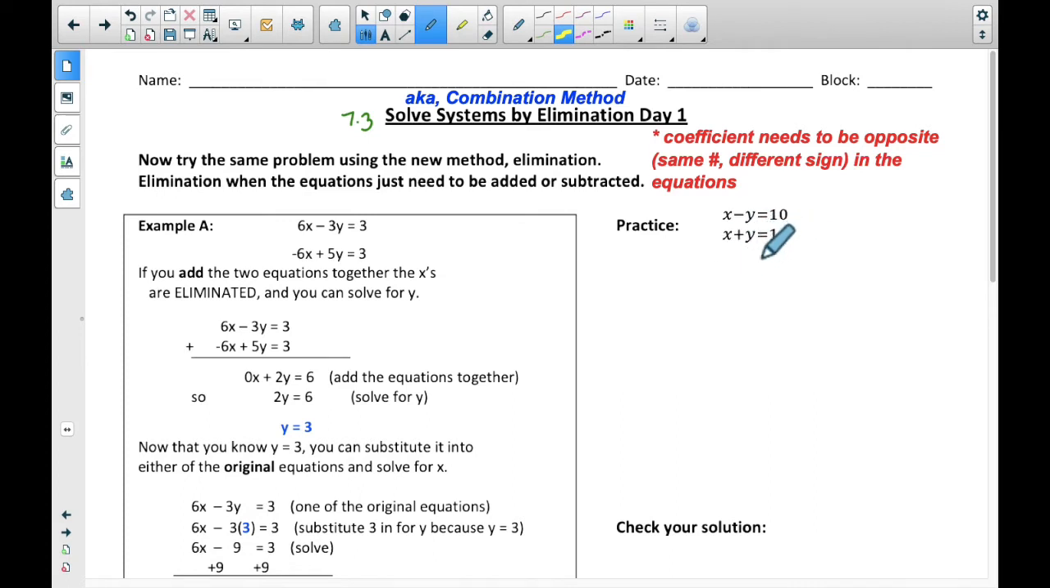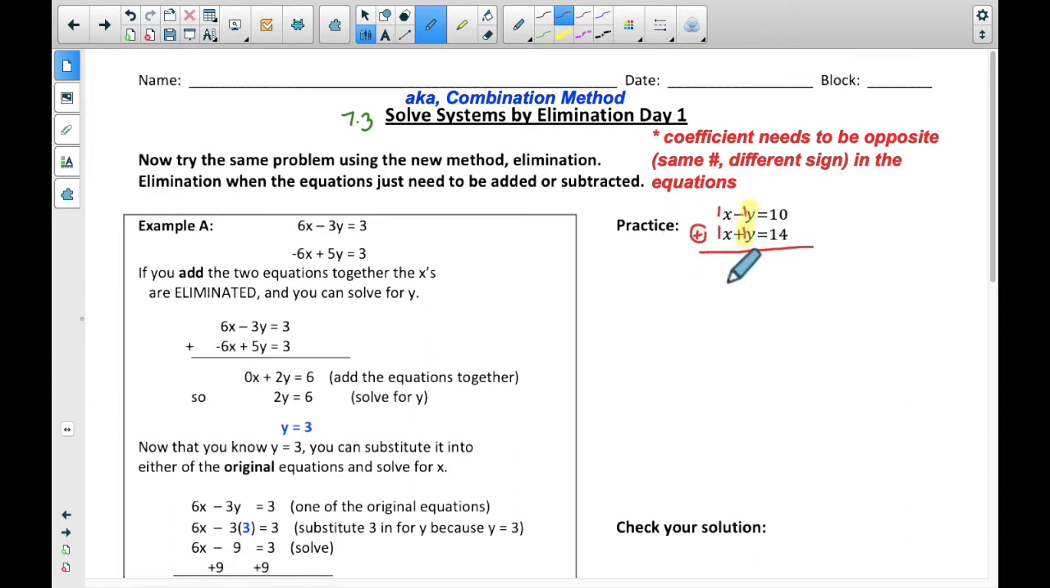I'll do this one and then we'll talk about this a little bit more in the next example. If I look at this, I have a 1x and a 1x, and I have a negative 1y and a positive 1y. Because remember, if there's not a number in front of it, there's actually a 1 there. As I look at this, I see that the y's have opposite coefficients. That is, they are the same number but different signs. And so what that means is I can just add my equations straight down, or combine them, because of the combination method.